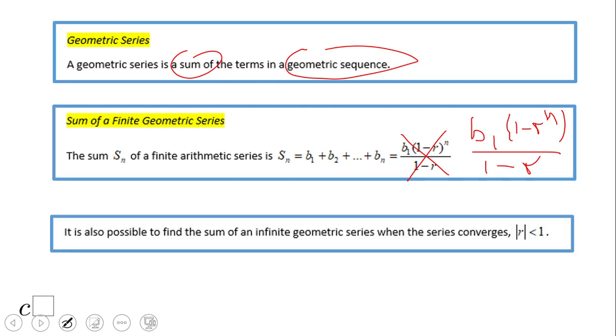And also, another important thing about geometric series, they can converge. We're going to learn how we use this later if you take more math classes, if the common ratio is greater than -1 and less than 1. That is the meaning of absolute value of r less than 1.